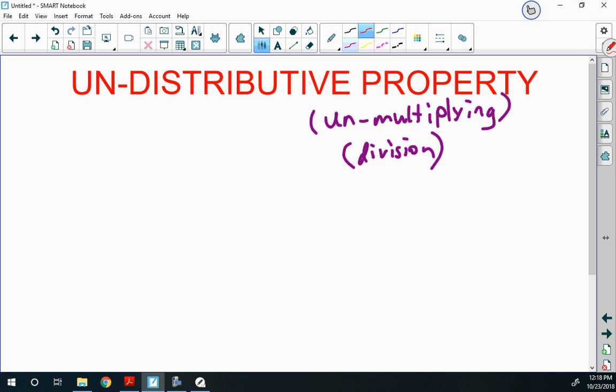So what I mean by that is if you had something like AB plus AC, you could think of it in terms of extracting an A out of both of those things.